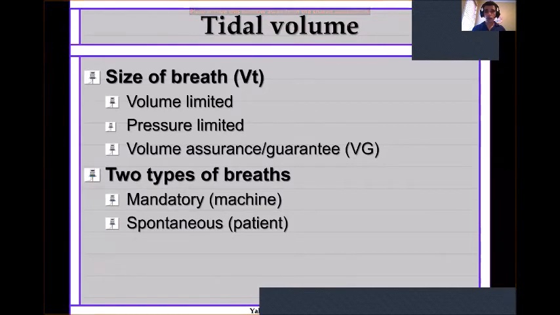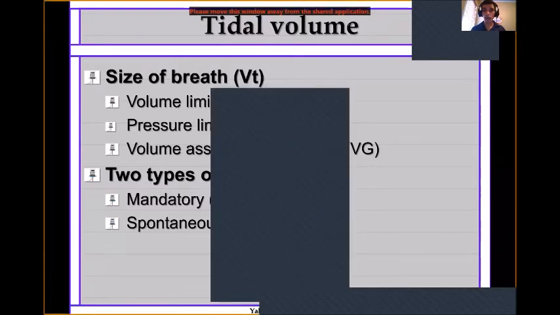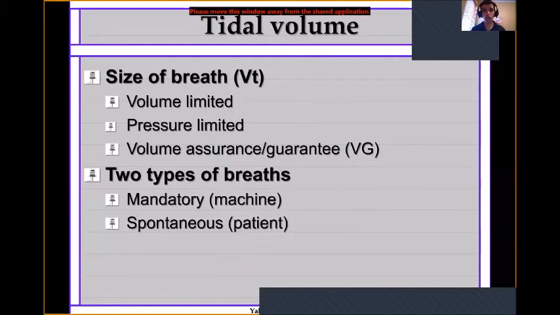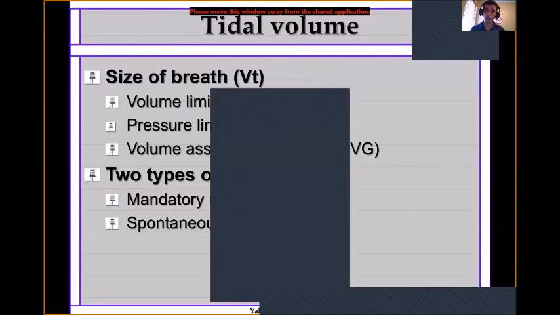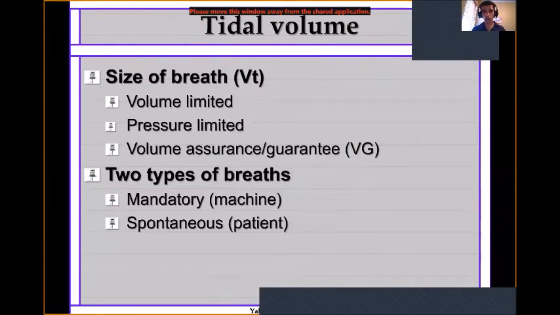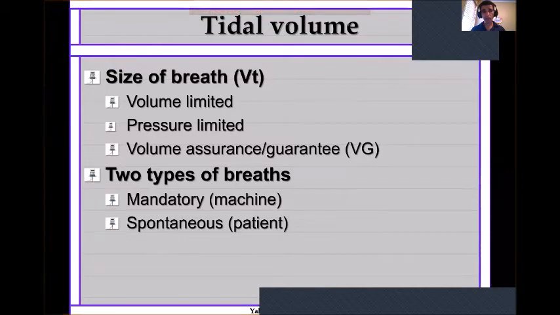The size of the breath will change in volume limited and pressure limited ventilation, and in the volume guarantee, which we will talk about. When you say volume limited, that means you set the volume and let the pressure change to achieve that volume. When it's pressure limited, you set the pressure and the volume will change according to that set pressure. And the volume is also affected by the type of the breath, mandatory, machine delivered, or spontaneous, patient delivered.